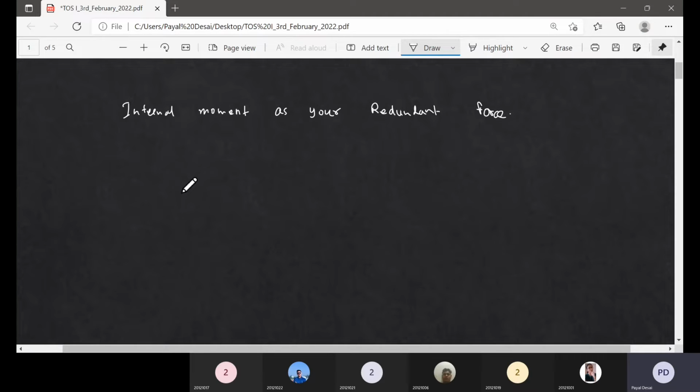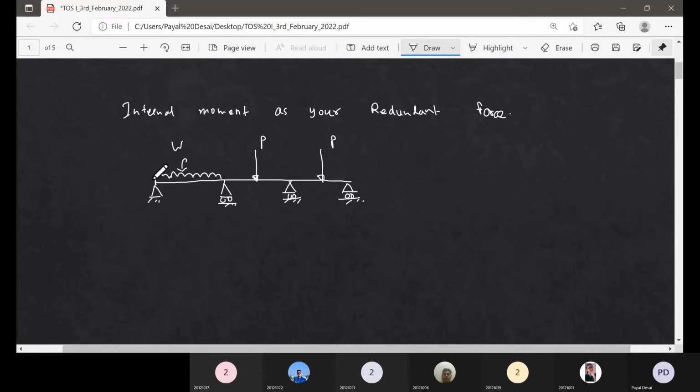So, a three-span continuous beam. This beam has several supports, three rollers and one hinge support. Of course, axial forces are neglected, and this beam has loading like concentrated loads and UDL. Let us name the supports A, B, C, and D, and we may take the lengths as L, L by 2, L by 2, L by 2, L by 2.